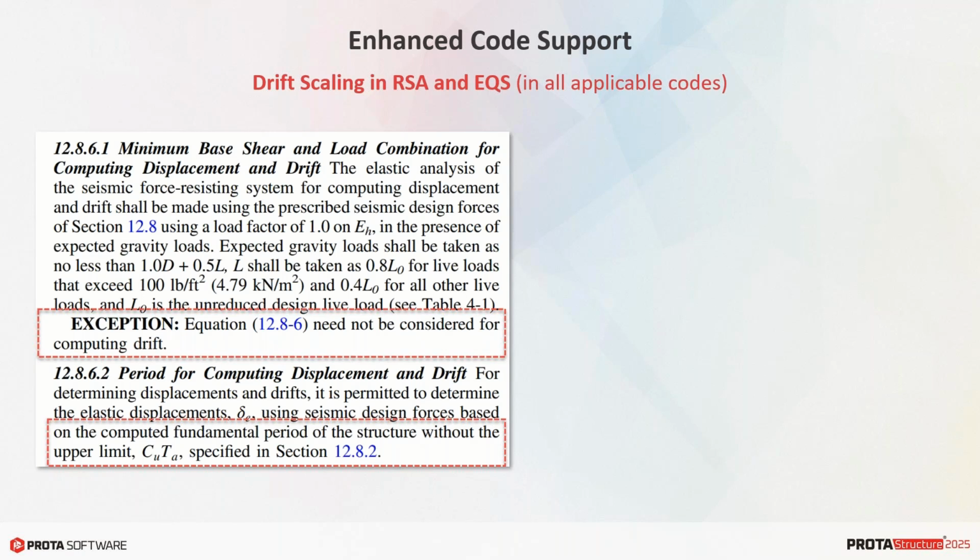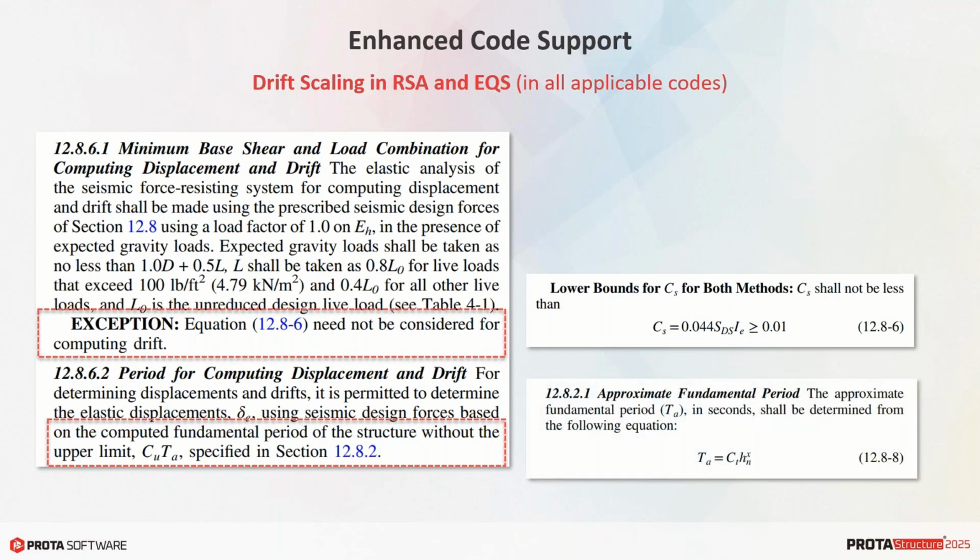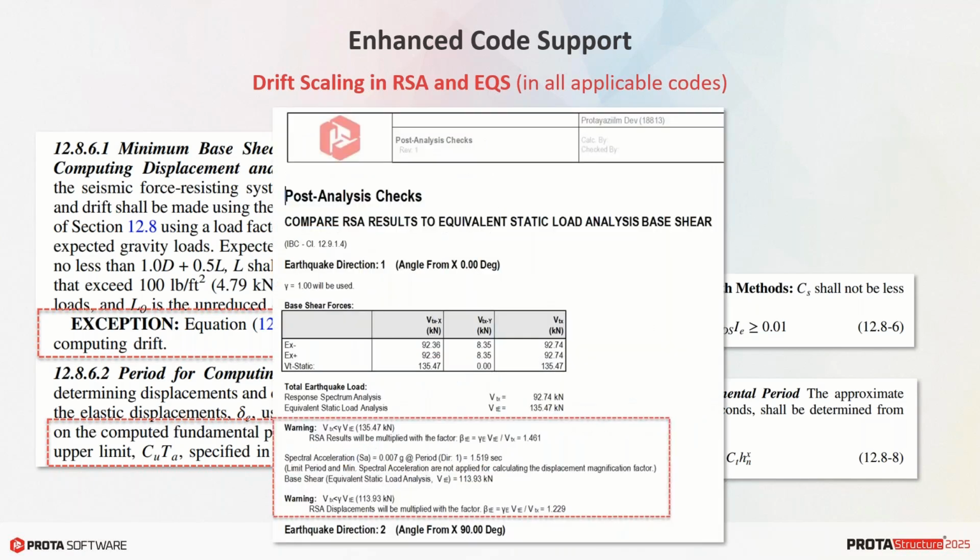For example, in India and Peru codes, displacements are not to be scaled when RSA is performed. On the other hand, ASCE 7 requires the scaling of displacement with a different factor, ignoring minimum base shear and limiting periods. And these are all reported and supported in ProtaStructure 2025, and details are presented in a neat report.